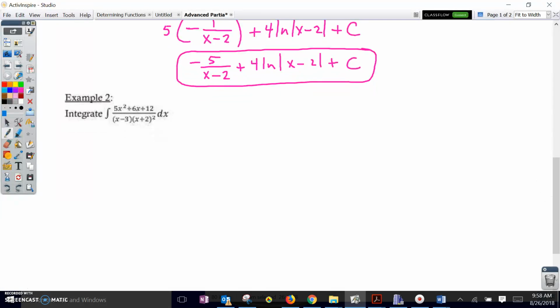Alright, let's look at example 2. Here we again have a repeating linear factor, but we have it this time with another factor. Not terribly difficult. The other factor is written as one of the denominators. And then we're going to actually have three fractions here, one of which has x plus 2 to the first power, and one of which has x plus 2 to the second power, since it repeats twice.